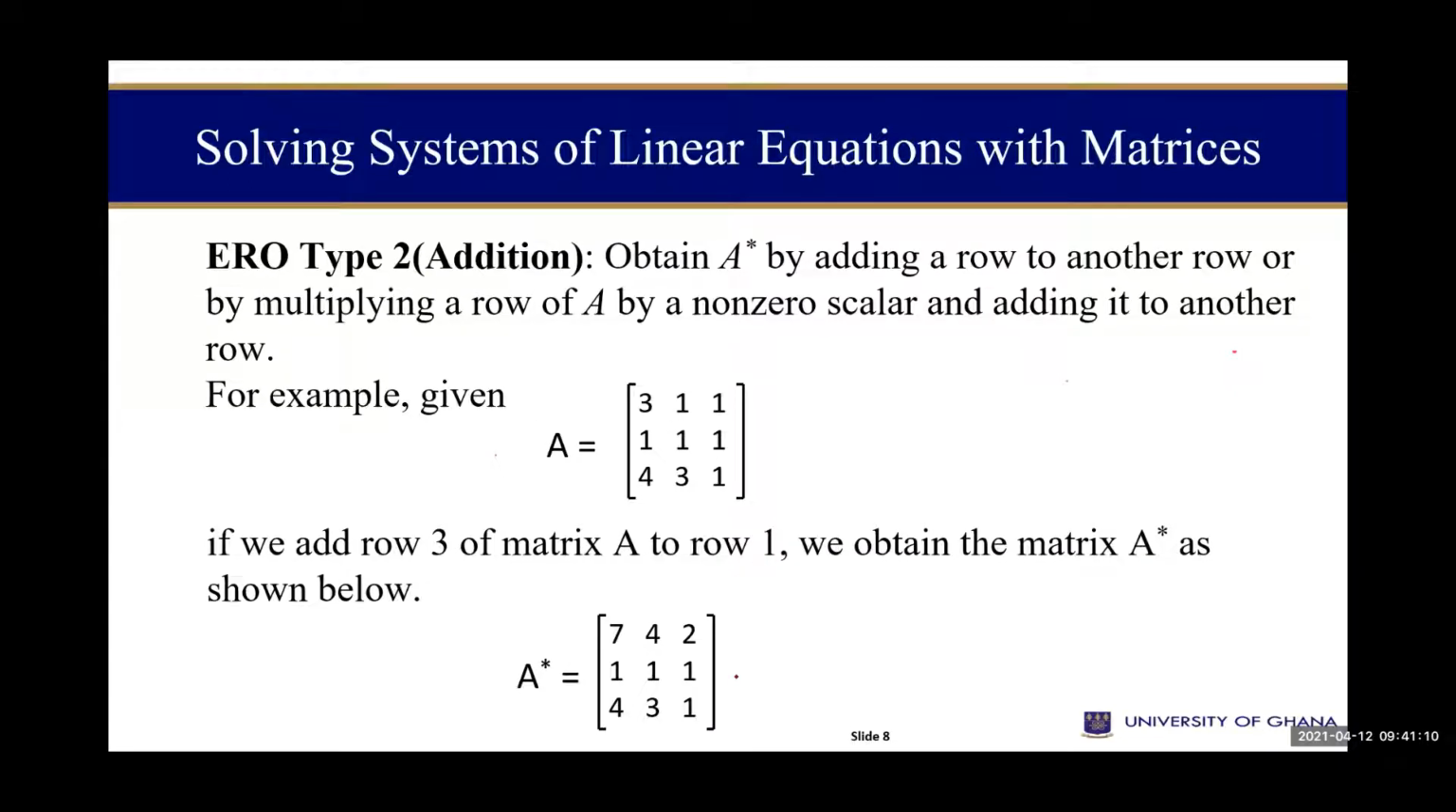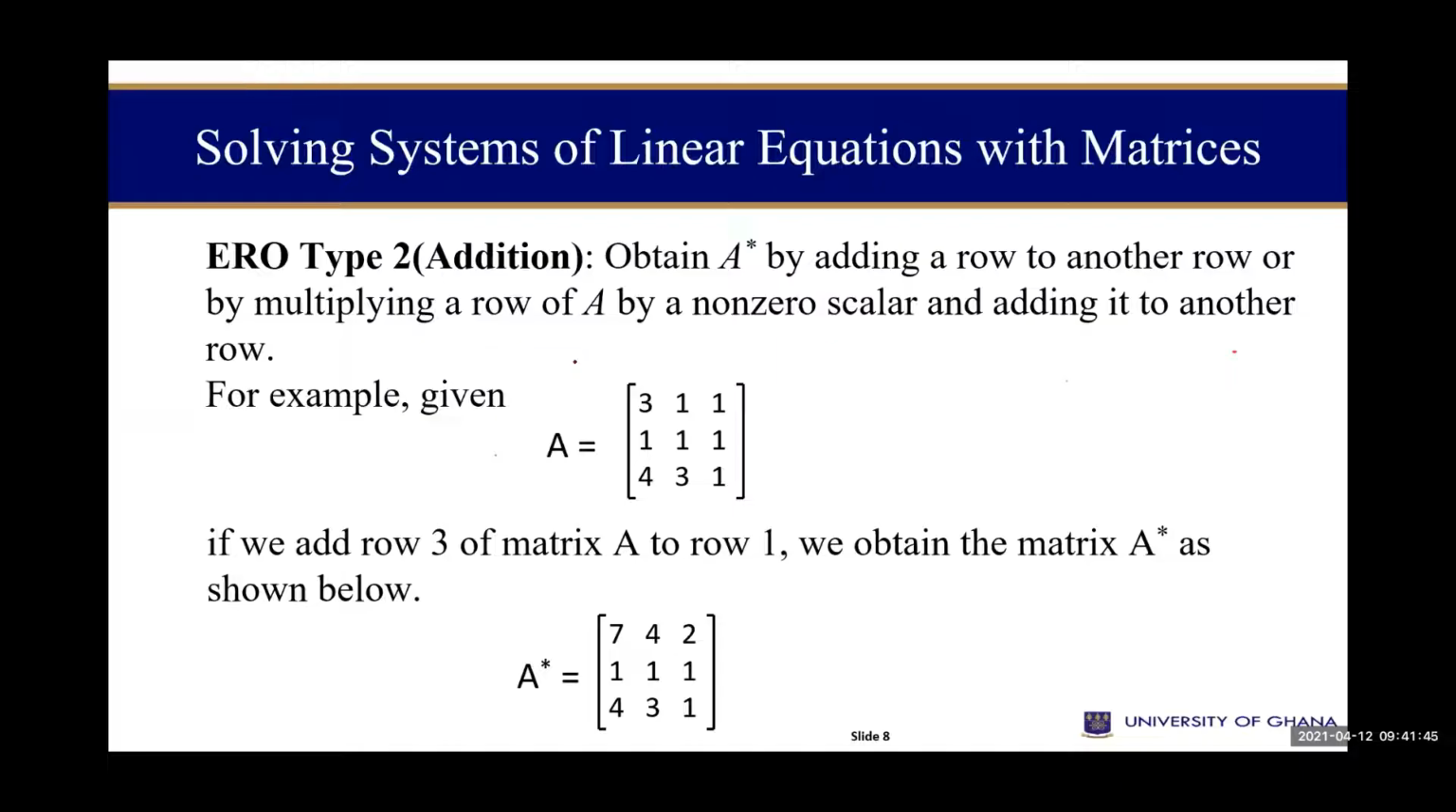Then we can also look at addition, which we've discussed already, one of the operations. Again, we are not adding all the elements in the matrix. We are adding a specific row of a given matrix, okay? Therefore, I'm saying that by adding a row to another row, or by multiplying a row of A by a non-zero scalar and adding it to the row, we can do both the multiplication and addition together.